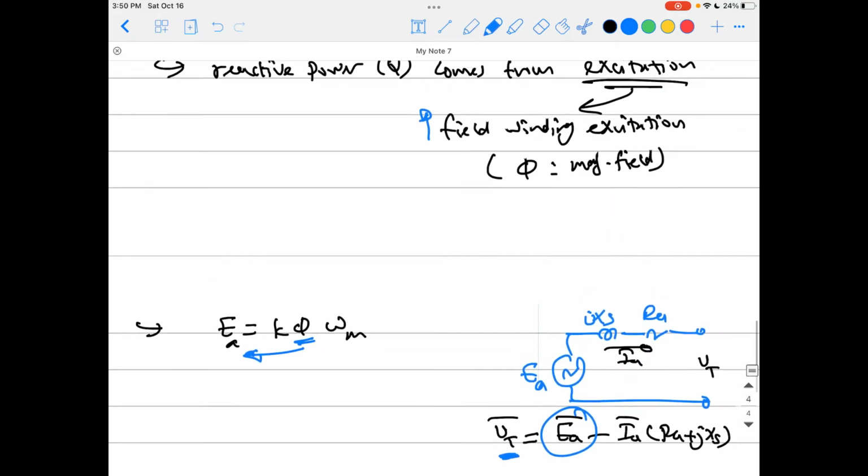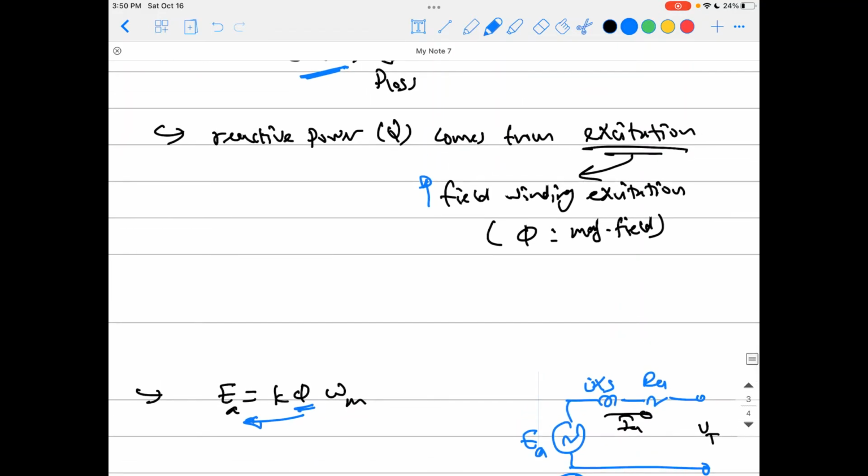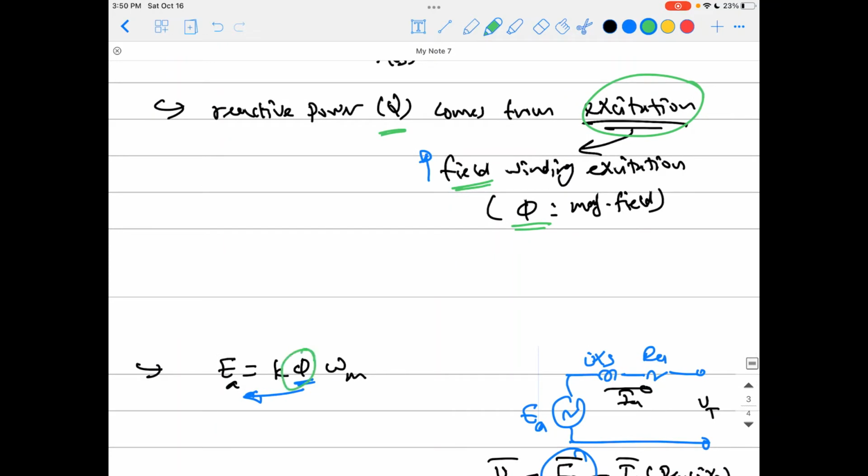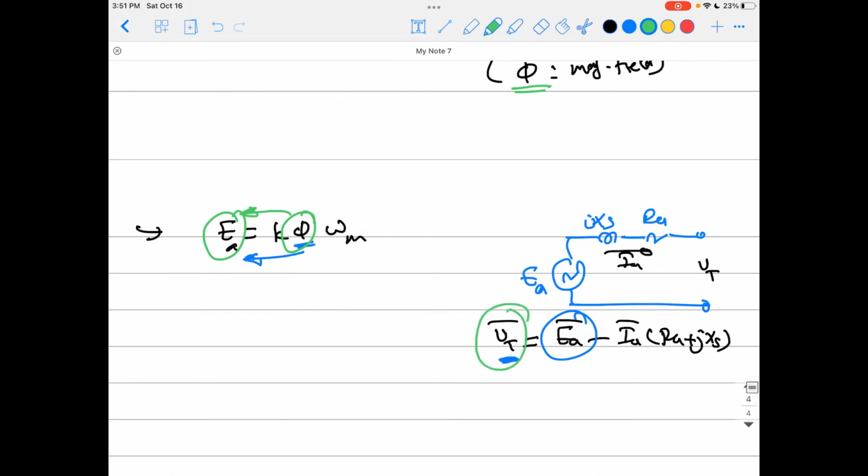So that's what I'm saying here. The reactive power Q is totally related to, or coming from, the excitation of the field winding. And the excitation of the field winding controls the magnetic field. So if you want to increase or reduce the reactive power out of the machine, you have to increase or reduce the field excitation, which increases or reduces the magnetic field, which in turn increases or reduces the induced voltage, which in turn increases or reduces the terminal voltage. It's coming from this. Okay, guys?